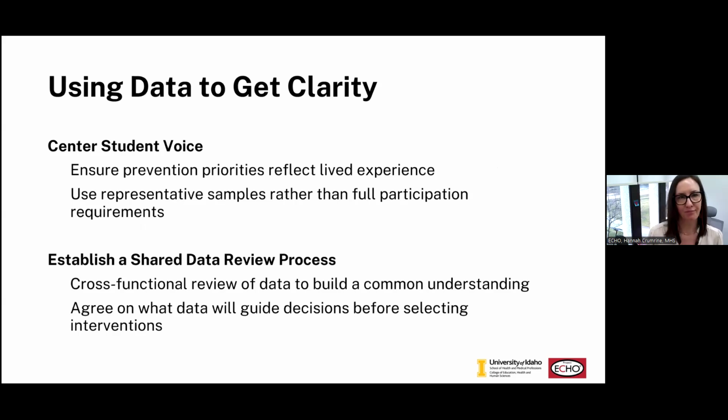Next slide. Another idea is to really center student voice. Again, I'm so glad that the Department of Education has partnered with Communities for Youth to implement the Youth Wellbeing Survey, because in the absence of the YRBS, we didn't have student data for a while. So regaining that is really important because we need to ensure that we are hearing from our students and that our priorities reflect their lived experience. I also think developing a shared data review process is important, just so that everybody understands what the data is, why it's being collected, and how you're using it long term to support students.